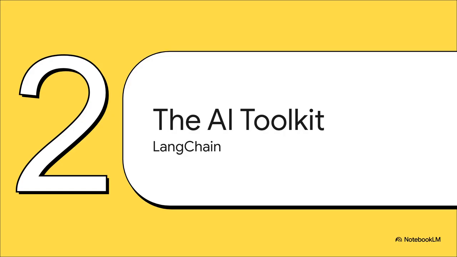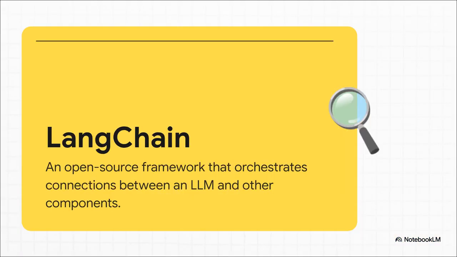So, we have this incredible brain, but it's stuck in a box, and its knowledge is out of date. How do we connect it to the real world, and more importantly, to our private data? Well, we need to give it a toolkit. And this is where something called LangChain enters the picture. The best way to think about it is as the central nervous system for our AI. It's a framework that does all the plumbing, all the orchestration. It's the glue that connects our LLM brain to all the other pieces we're about to plug in. It literally makes everything work together.